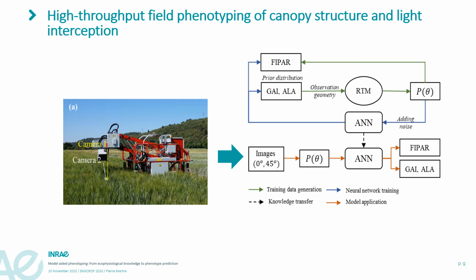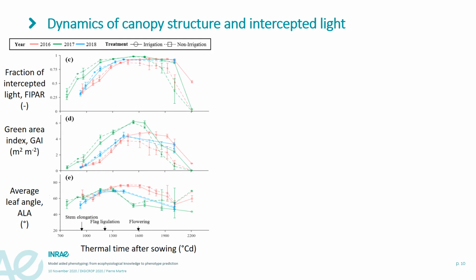So we phenotyped a large number of canopies using a phenomobile equipped with 2 cameras placed at 0 and 45 degrees from the vertical, and used this neural network to estimate these 3 parameters. I'm presenting results for one durum wheat variety, as an example, grown over 3 consecutive years in the south of France under irrigated and non-irrigated conditions.